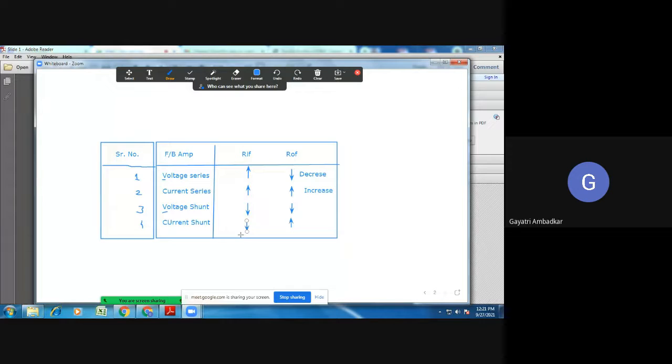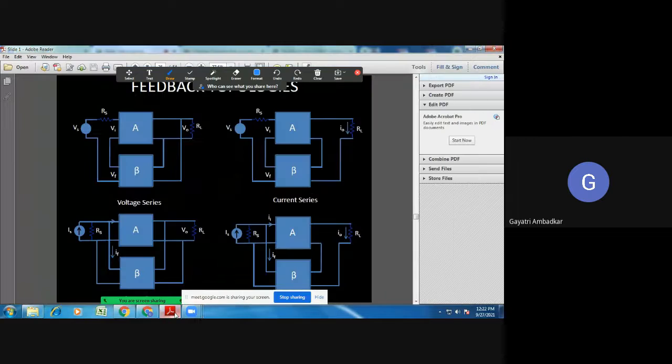Okay, is it clear? This is the effect on input and output resistance for different types of feedback topology, or different types of feedback amplifier. So when you want higher input resistance, you can prefer voltage series and current series configurations. So you can select the feedback amplifier depending on the requirement. Fine. Now moving on. Is it clear to you?